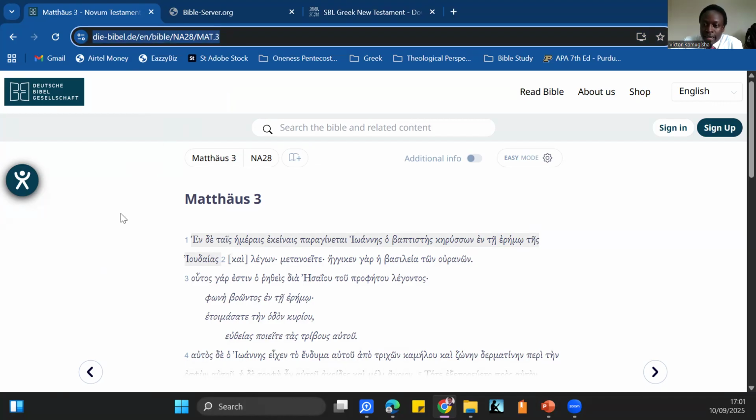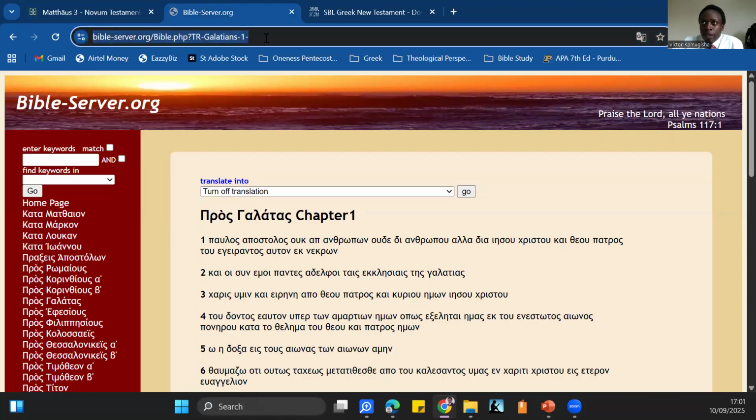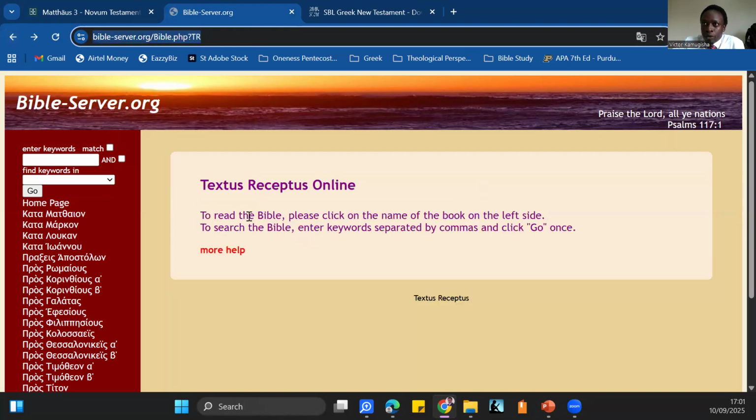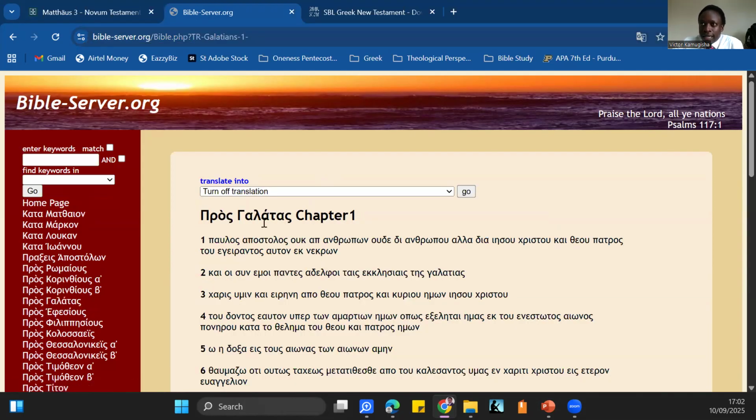When you go to this link, you should be able to have access to the Nestle-Aland text. So it's free access. If you're using the Textus Receptus, there are a number of websites, but this is one of them. You can get here, bibleserver.org, Bible Textus Receptus. Actually, when you get there, immediately it will give you something like this, Textus Receptus online. And then you will select here the book in this column. You can select, for example, Galatians. And when you click that, you'll be open to Galatians, and then you'll be able to have access to the Textus Receptus in that particular page.